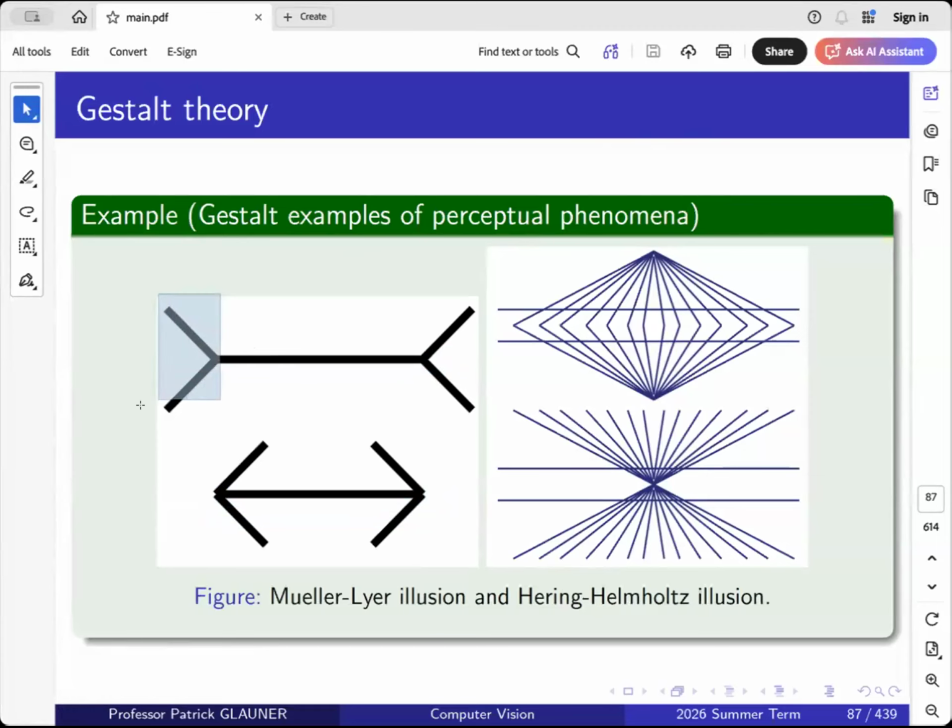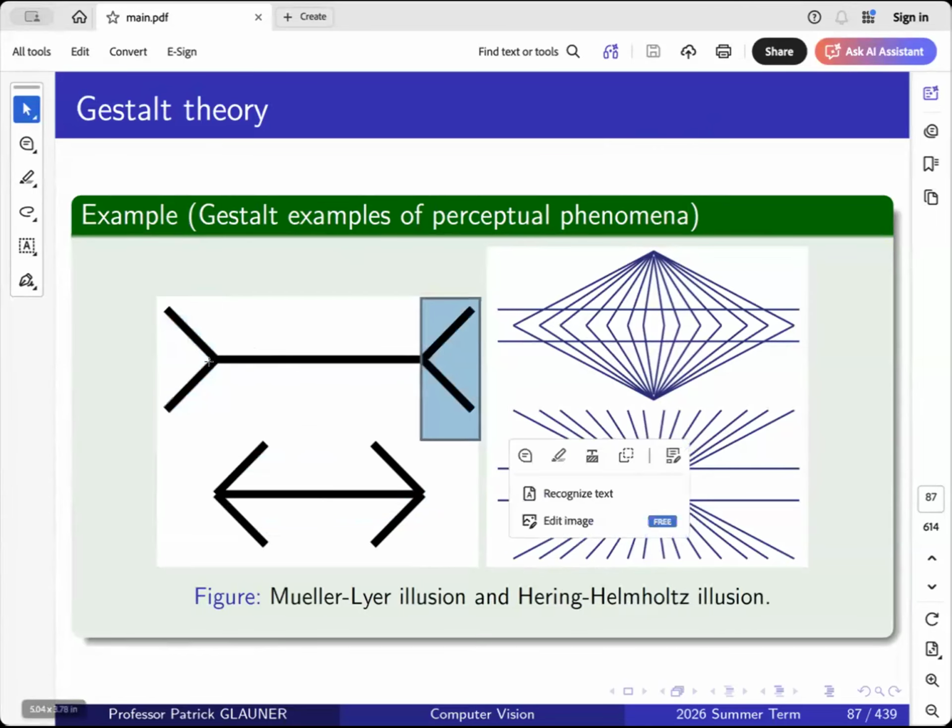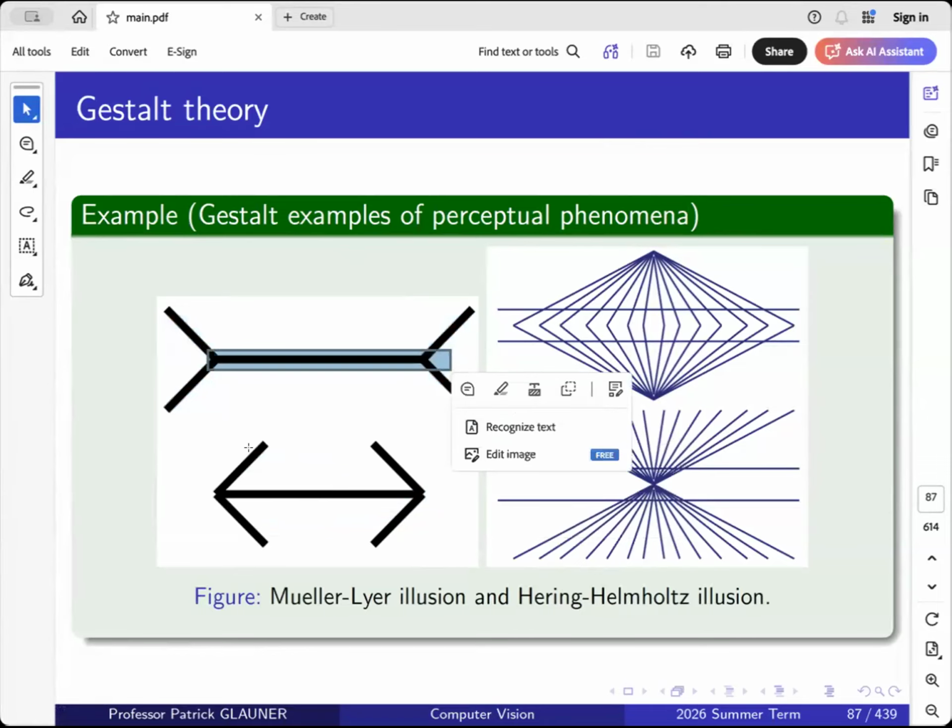And it has to do with these outer parts. If they're opening to the left and right, this would intuitively seem longer than if they're closing to the left and right. But they're just the same length.